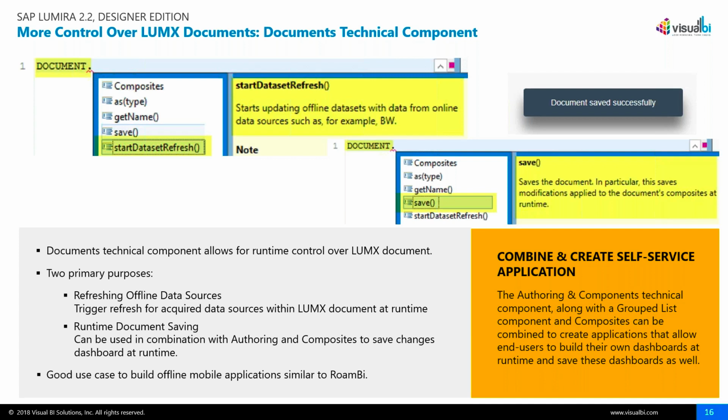You could use it to build applications similar to what you see on Roam BI for offline consumption, just as an example. Now, the second use for the documents technical component is when you're using it in combination with authoring. It basically allows end users to modify any changes made by them during runtime and save those changes, so you'll actually be able to get back to the state that you saved your application in.